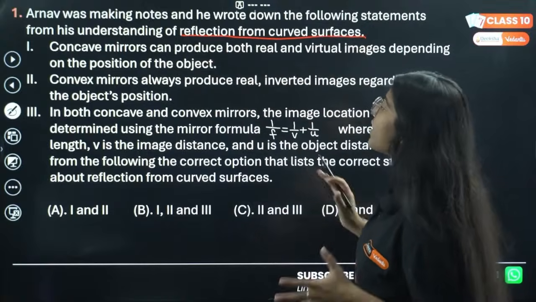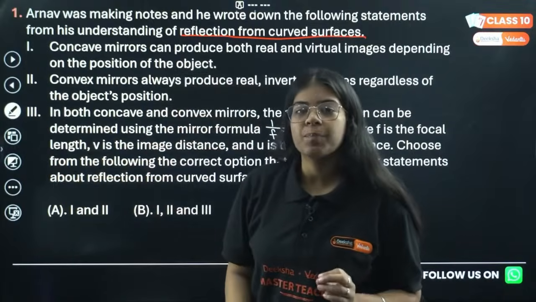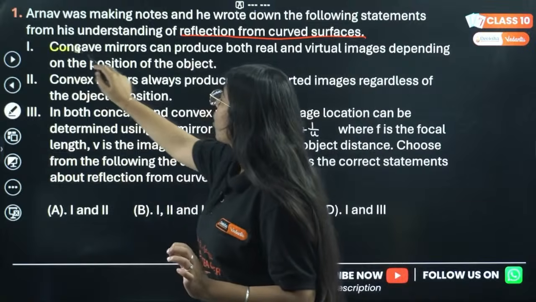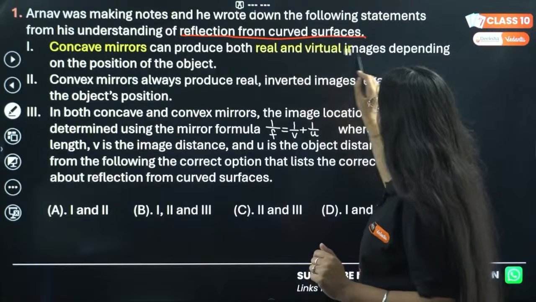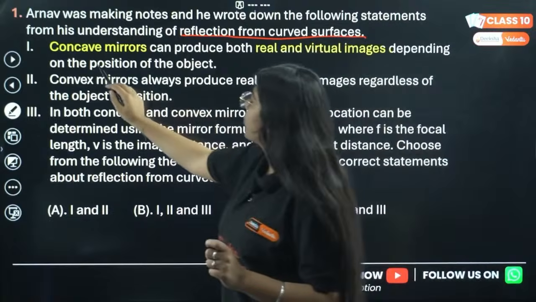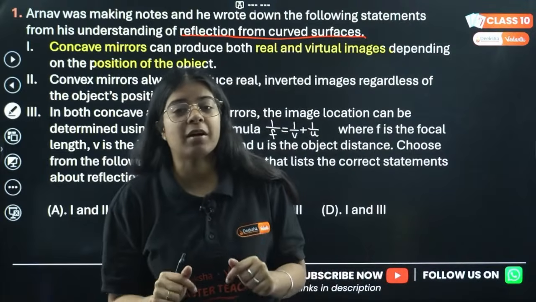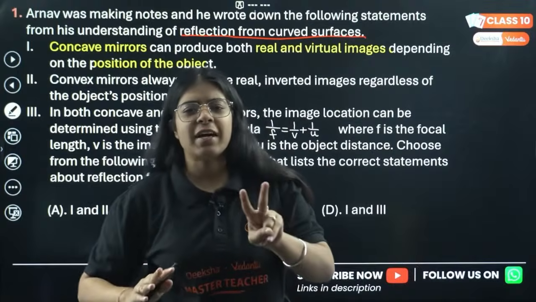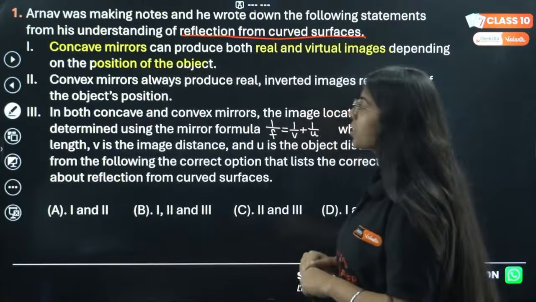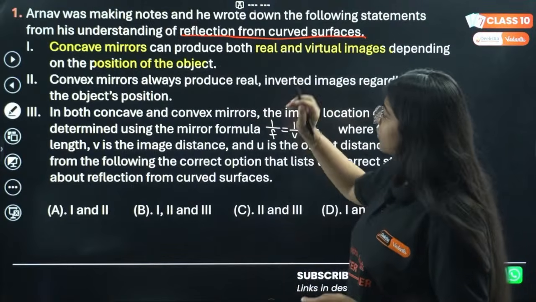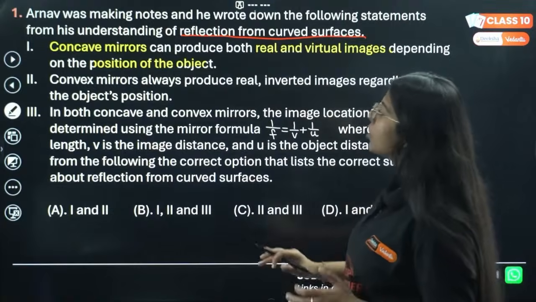Now, the first statement: concave mirrors can produce, and what I want you to do is highlight the keywords. Concave mirrors can produce both real and virtual images depending upon the position of the object. Now tell me if this is correct or not. With timestamp, comment down in the comment section. I'll give you 5 seconds. Be honest with yourself, be honest with your studies. Answer in the comment section, is this correct or not? Concave mirrors can produce both real and virtual images depending on the position of the object.